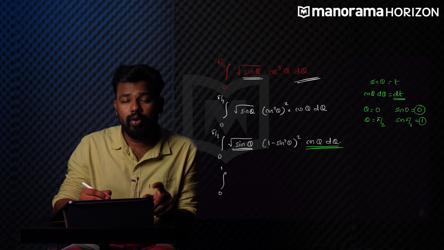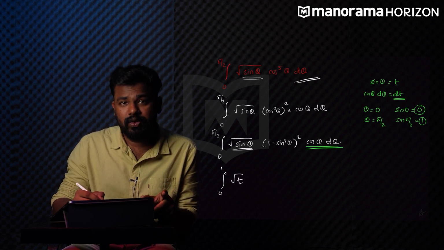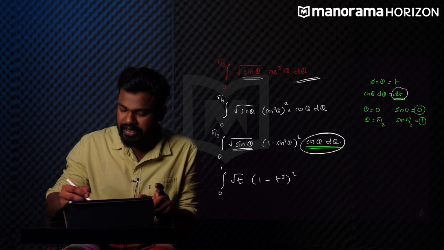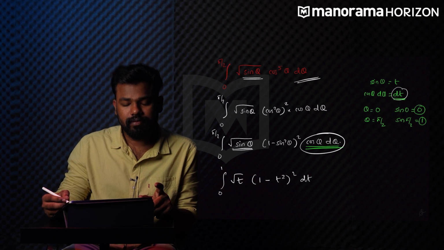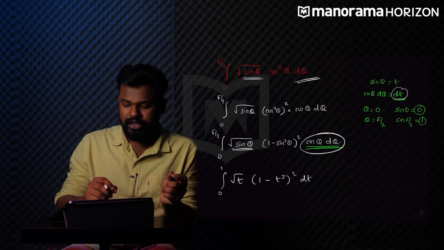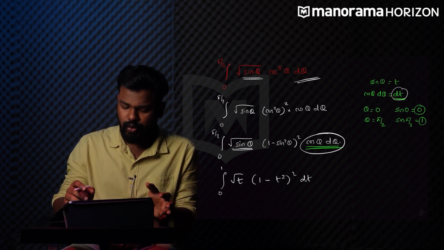So write it in this form, that is the integral from 0 to 1. And root sine theta is now in root t form. Yes. 1 minus sine square theta the whole square, can you write it as 1 minus t square the whole square? Yes. And cos theta d theta is dt. So now you have the integral from 0 to 1 of root t into 1 minus t square the whole square dt. And now you just have to expand the whole thing, right?